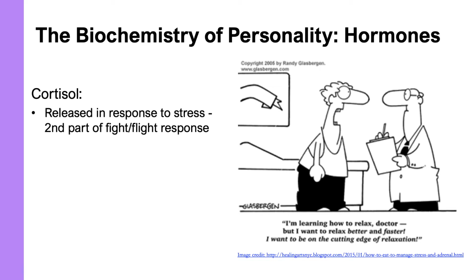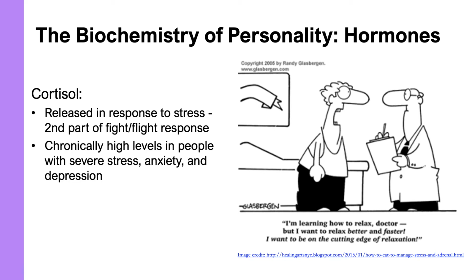Cortisol is released and it does a similar thing to what norepinephrine and adrenaline do. Adrenaline is also released in that second phase of the fight or flight response. It increases vigilance. It increases your ability to respond to whatever that stressor is.